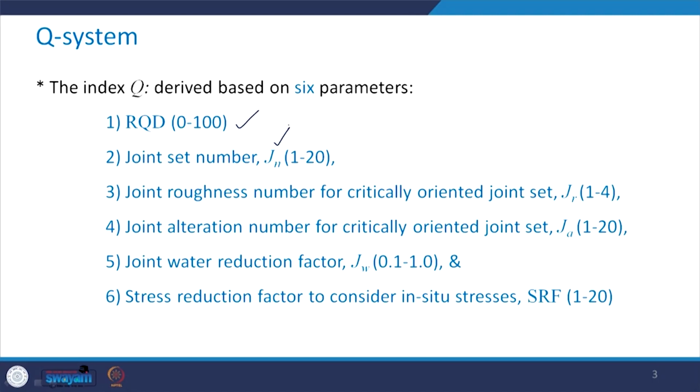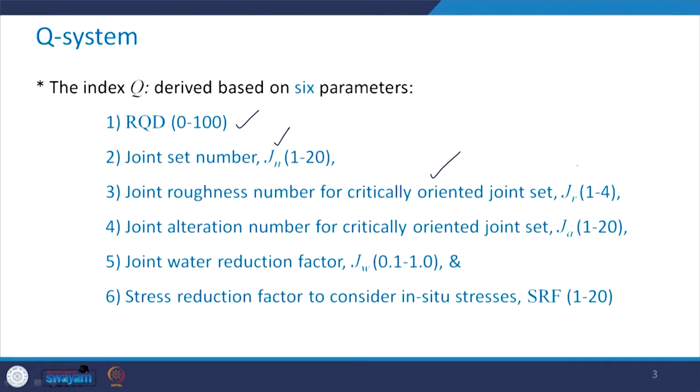Third one is joint roughness number, and here we have to take this for the critically oriented joint set, because in a rock mass you have seen that you can have more than one joint set. So, the joint set which is critically oriented with respect to the structure, the roughness should be taken corresponding to that joint set. So, the roughness Jr can take the rating between 1 and 4.